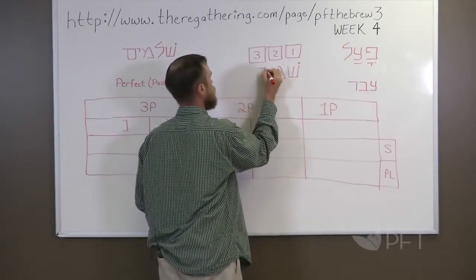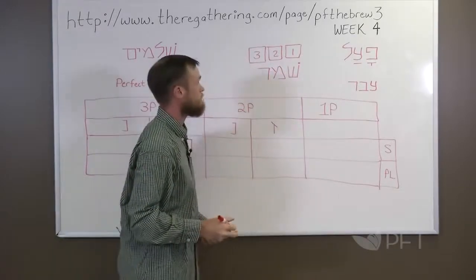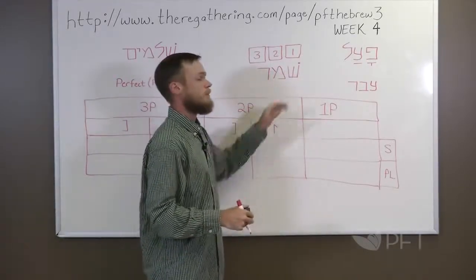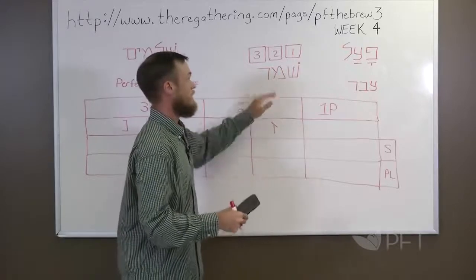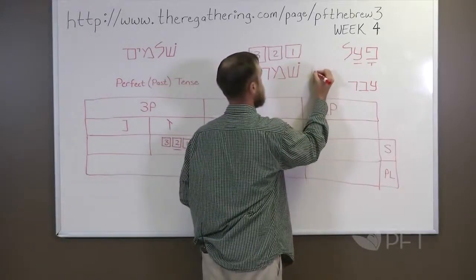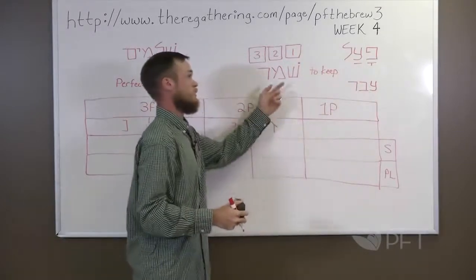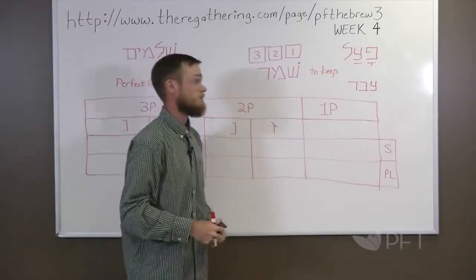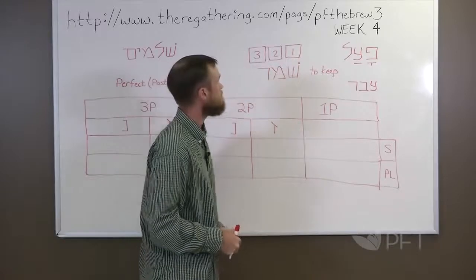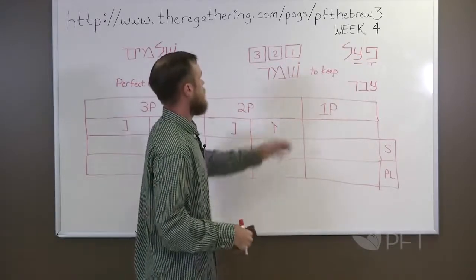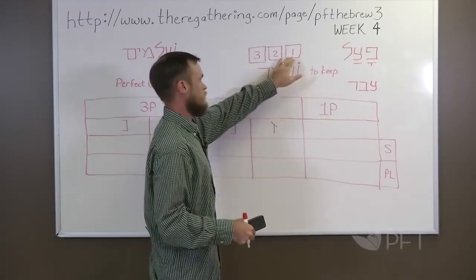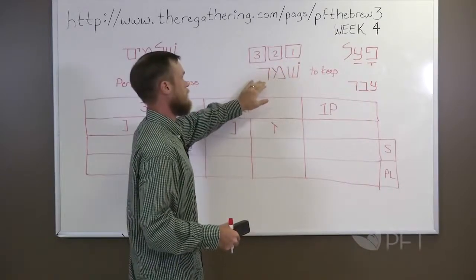This is one such root, shin, mem, resh. And the basic meaning of this particular root is to guard or to keep. So in the phrase, keep the commandments, this is usually the verb in question, translated as keep. In this case, the shin is the first radical, the mem is the second radical, and the resh is the third radical.